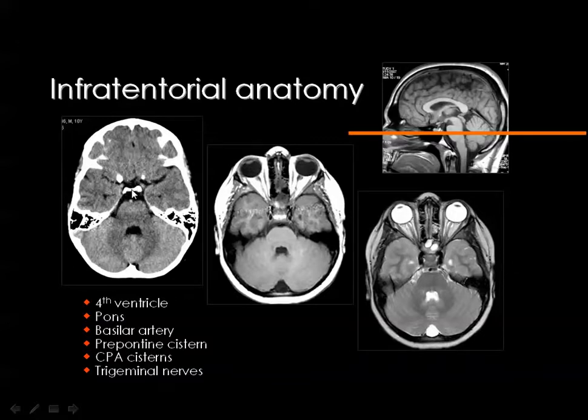This is the dorsum sellae. Then the prepontine cistern will have an extension on the left side and an extension on the right side, and these are known as the cerebellopontine angle cisterns or the ambient cisterns. Then putting your finger on the fourth ventricle, you know that this is the pons, this is the basilar artery, this is the prepontine cistern, this is the ambient cistern, this is the left cerebellum, this is the right cerebellum, and this is the cerebellar vermis.